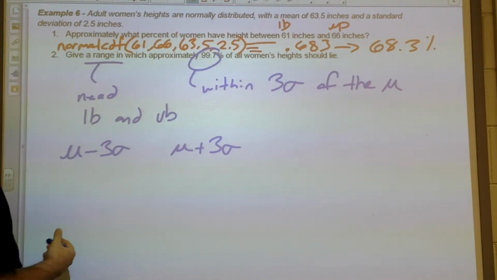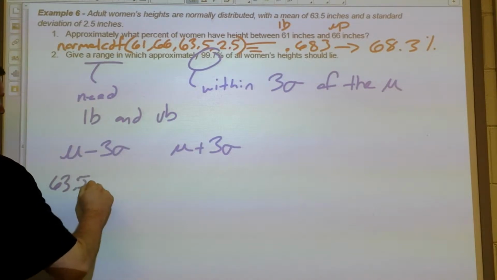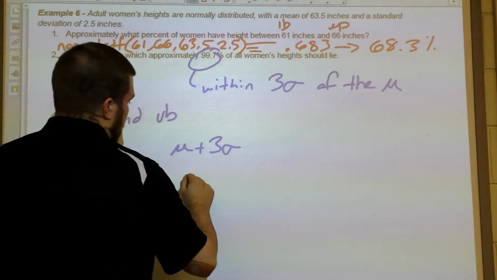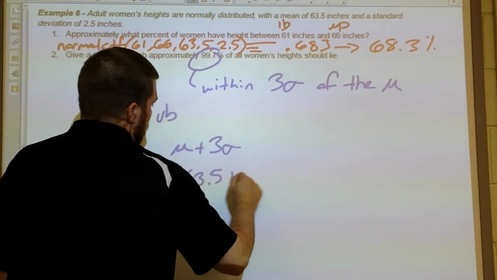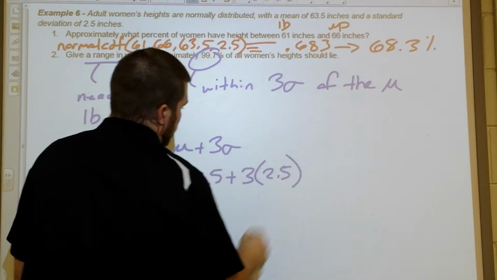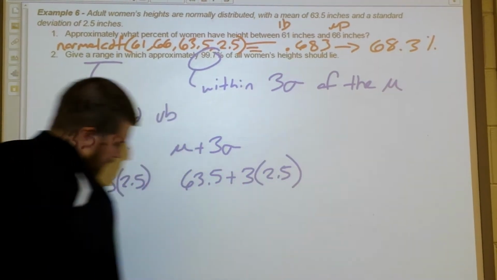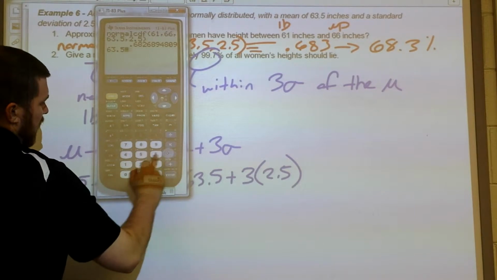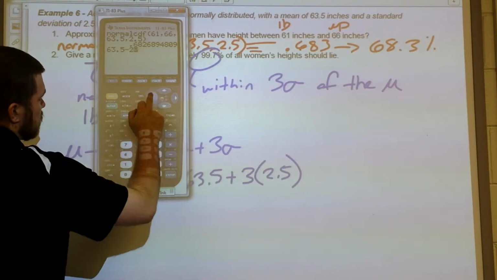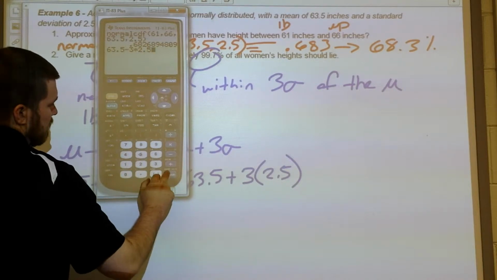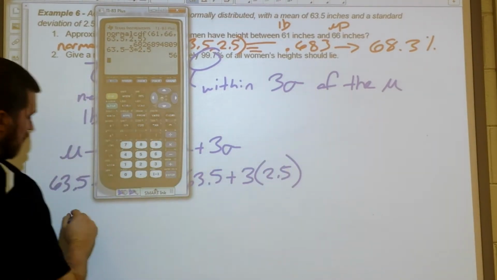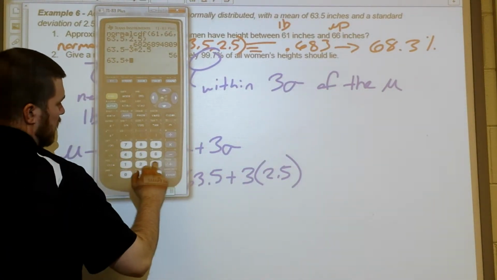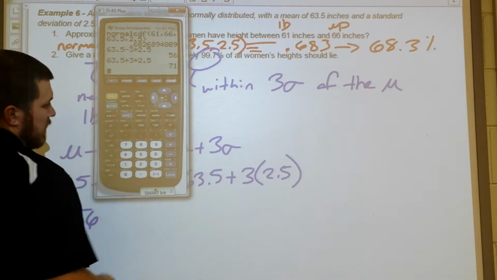The mean height for women was 63.5 minus 3 times our standard deviation of 2.5. That was our lower bound. Do a similar idea here, 63.5 for the mean plus 3 times our standard deviation of 2.5 to calculate our upper bound. Use the calculator to help us out. No big deal. So 63.5 minus 3 times 2.5. That's 56. So my lower bound is 56. My upper bound, 63.5 plus 3 times 2.5, 71.